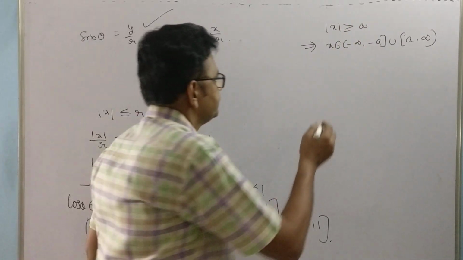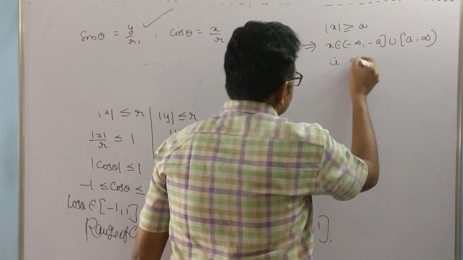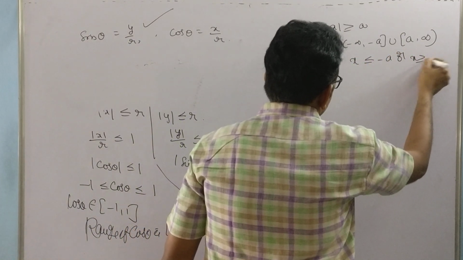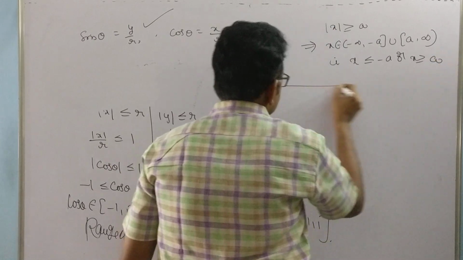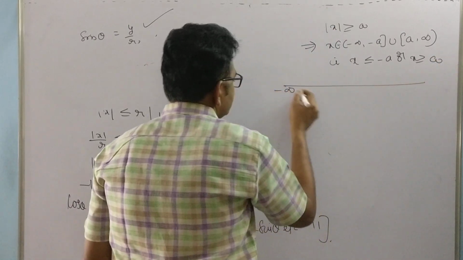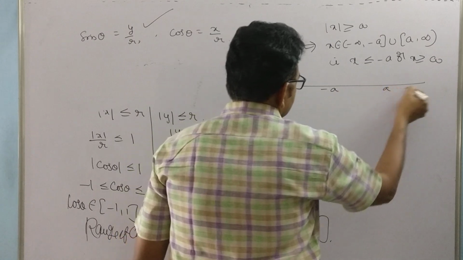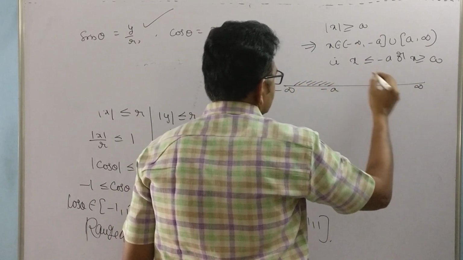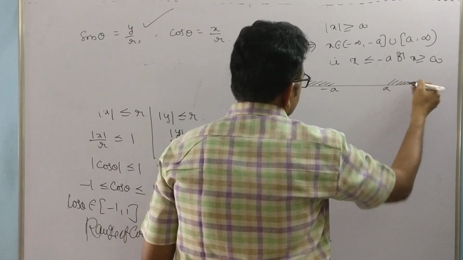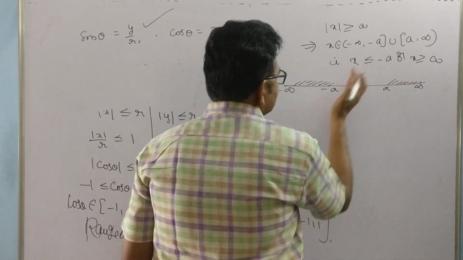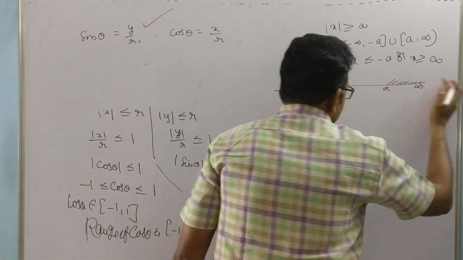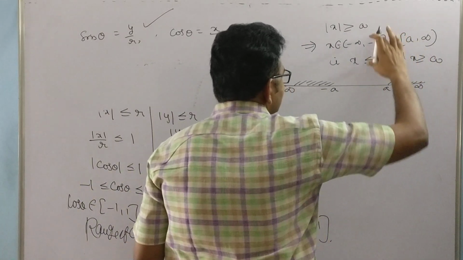The meaning is what? x less than or equal to minus a, or x greater than or equal to a. That means this is minus infinity to minus a, and a to infinity. Means minus infinity comma minus a, union a comma infinity. Both have the same meaning: x less than or equal to minus a is this part, x greater than or equal to a is this part.